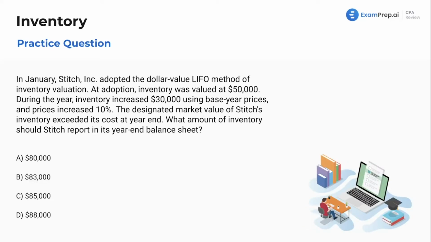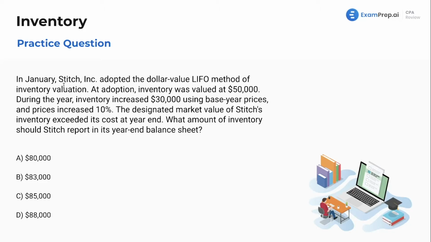We have a more math-based question here, taking into account a couple other factors. So what amount of inventory should Stitch report in its year-end balance sheet? In January, Stitch Inc. adopted the dollar value LIFO method of inventory valuation. Now, if you haven't seen dollar value LIFO, this is a separate, different type of LIFO, FIFO, weighted average, and that's why I picked it out for you here today. We're going to go through it.